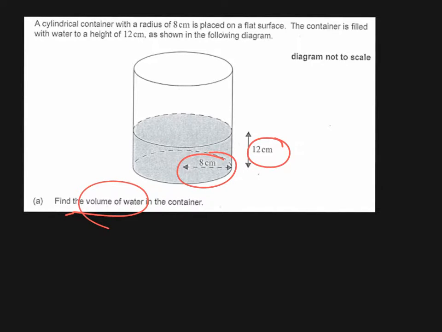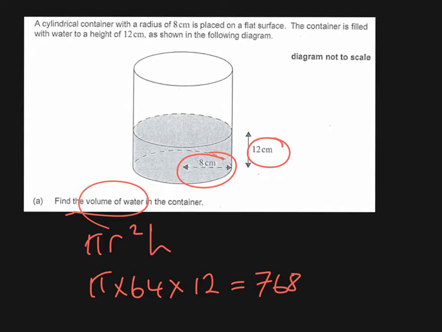So this is intuitively, or using the formula, the volume of this is going to be the same as for a prism: the cross-sectional area times the height. So the cross-sectional area of the base is going to be pi r squared, and we're going to multiply it by the height. So bear in mind the radius is 8, that's going to be pi times 64 times 12, which is going to give us 768 pi, or we can convert that to 2,410 centimeters cubed.